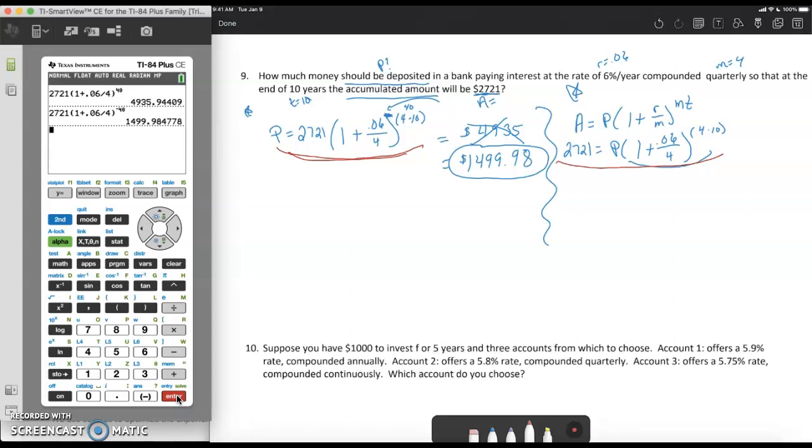So again, Newton will only check your final answer. I'll go back in and check your equation. Whichever version you use, I don't care which one you use.